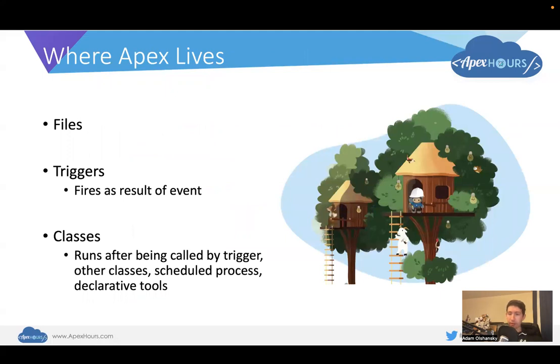So if you're looking in your org and say, okay, where is Apex? Apex is basically in two different places, right? You can think of Apex as just files, right? You might have a Word doc, a PDF on your computer. Same thing. Apex is going to be in trigger files and class files, right? Trigger files, as we saw from our trigger, are going to fire as a result of some event, some database event, some record being inserted, updated, deleted, undeleted, right? That's what's going to fire your triggers.